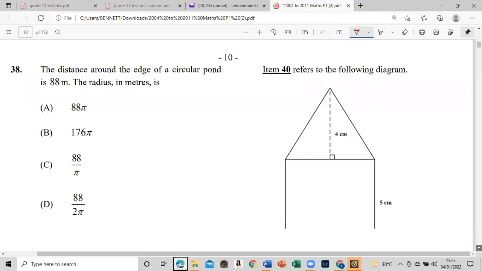Move on to 38. The distance around the edge of a circular pond is 88 meters. The radius is how many meters? Alright, so they don't want us to work out pi, right? Change back this to black.